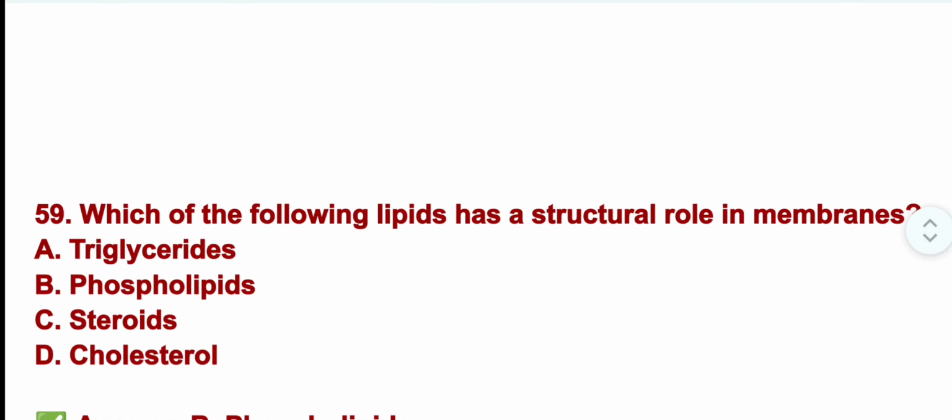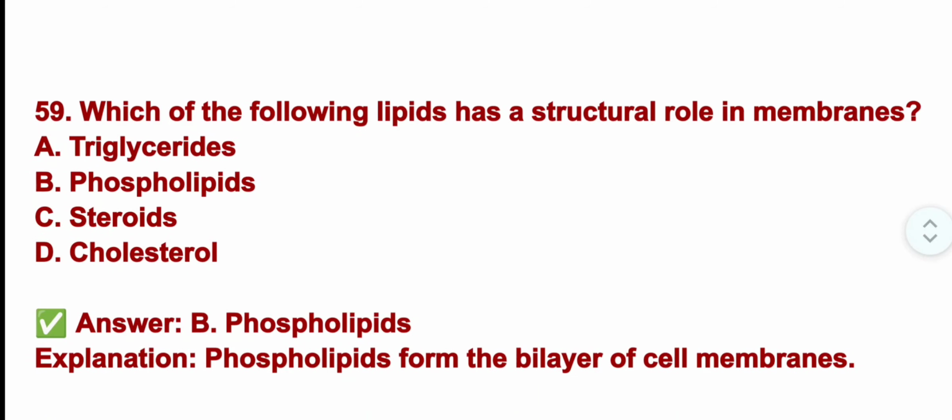Question number 59. Which of the following lipids has a structural role in the membranes? The correct option is option B. Phospholipids. Phospholipids form the bilayer of the cell membrane.